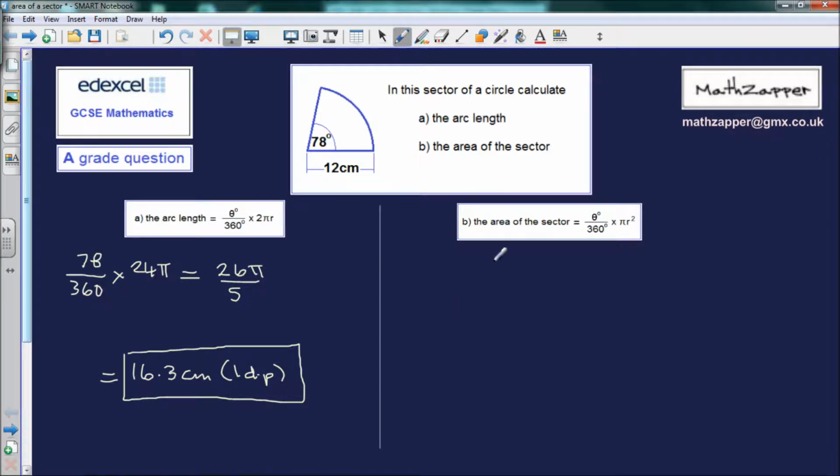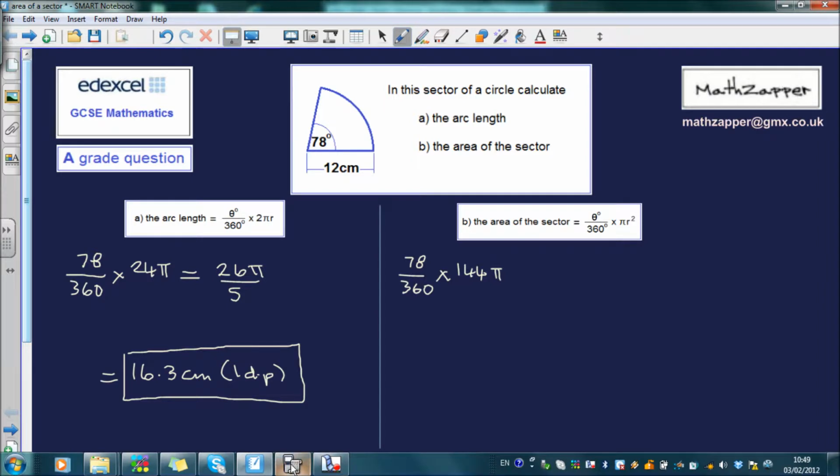Moving on to part B, it's the same fraction because it's the same angle obviously, but this time it refers to the area of a circle. The sector is related to the area, so instead of multiplying by 2 pi r, this time we're multiplying by pi r squared. So again, sub in the values, so we've got 78 divided by 360, and we're going to multiply that by pi r squared. Well, r is 12, 12 squared is 144, so that gives us 144 pi.